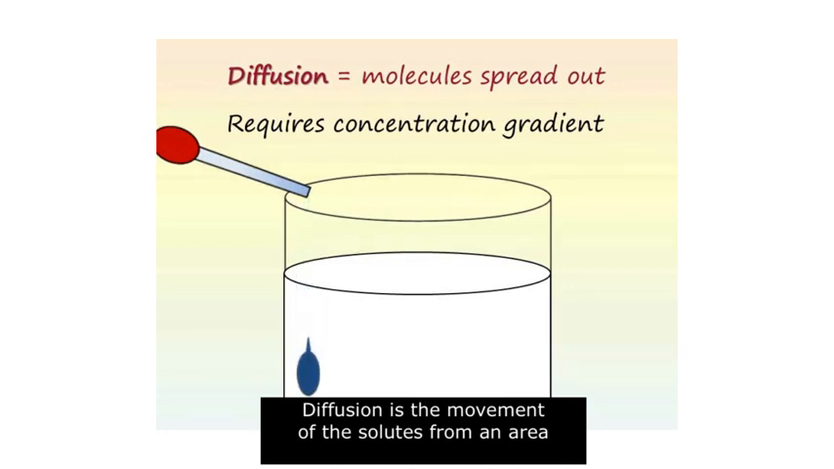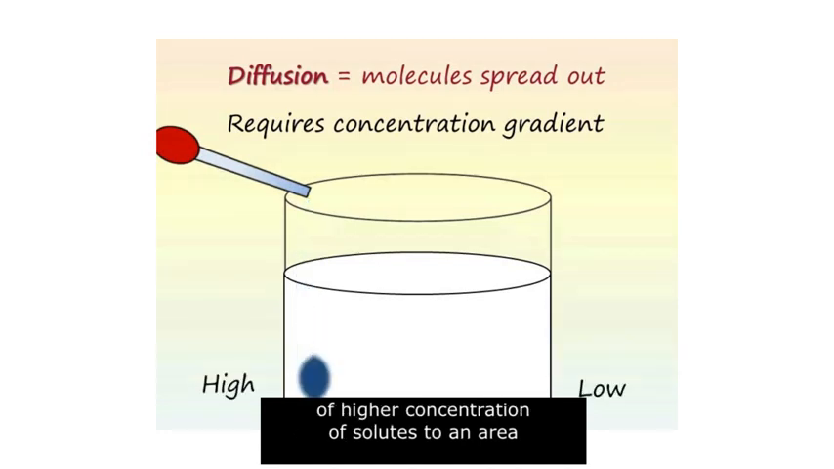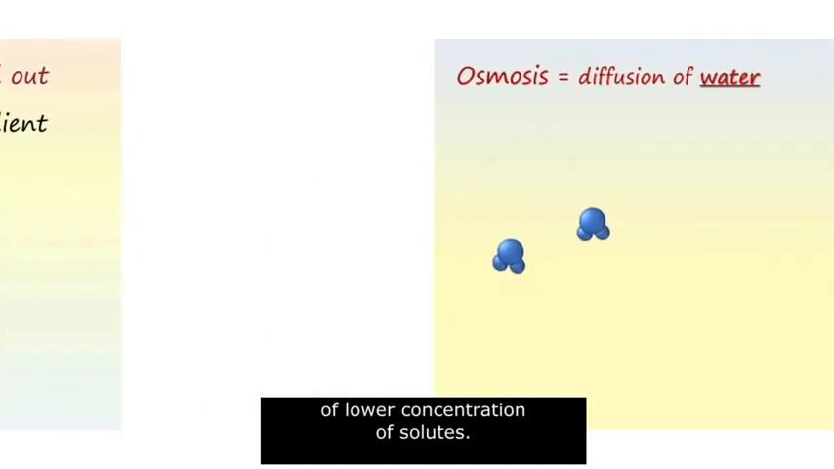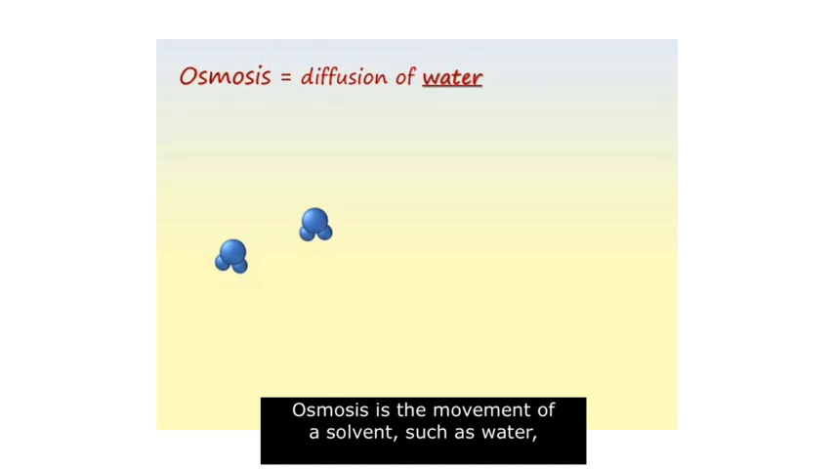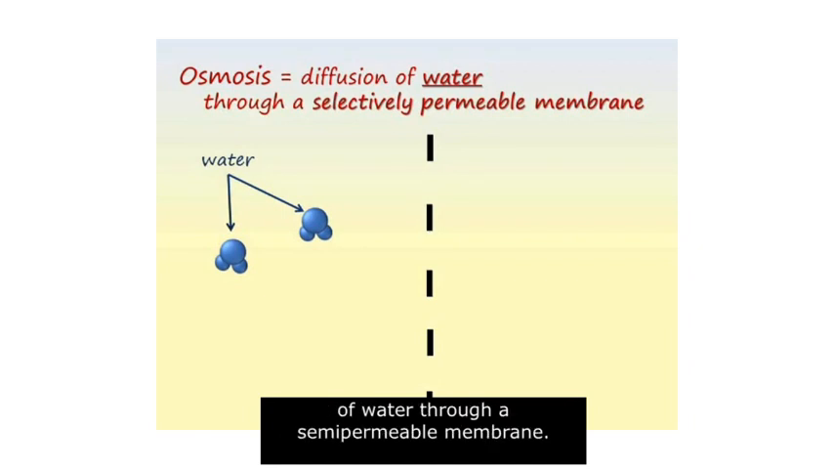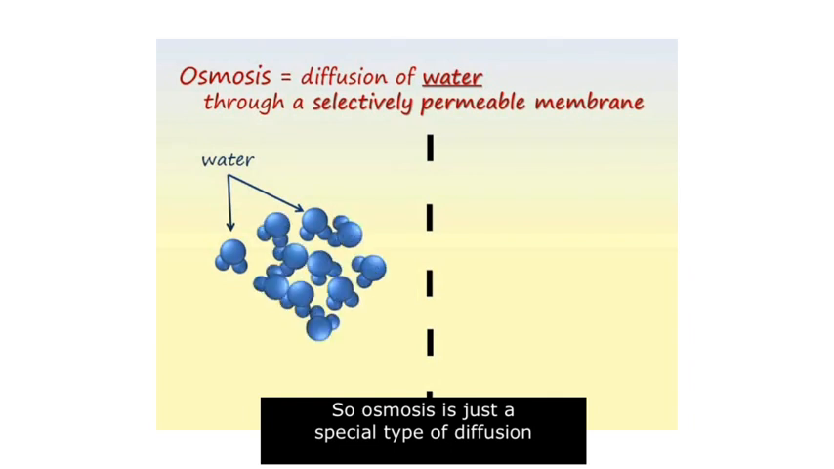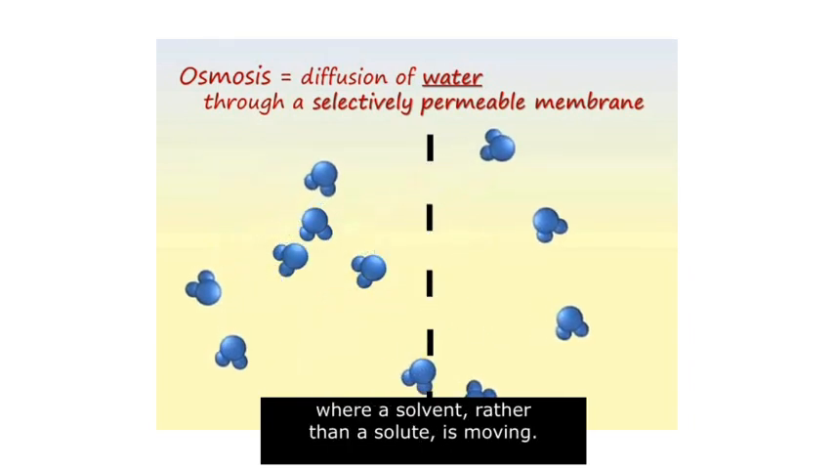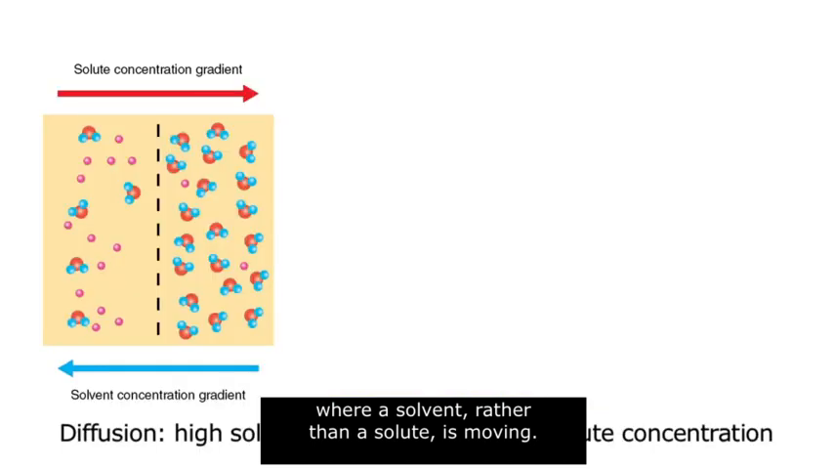Diffusion is the movement of the solutes from an area of higher concentration of solutes to an area of lower concentration of solutes. Osmosis is the movement of a solvent, such as water, from a higher concentration of water to a lower concentration of water through a semi-permeable membrane. So osmosis is just a special type of diffusion, where a solvent, rather than a solute, is moving.